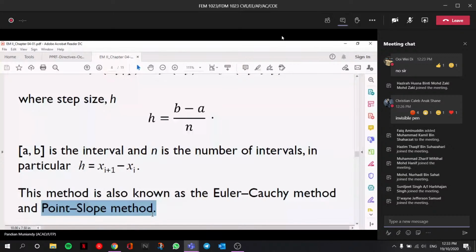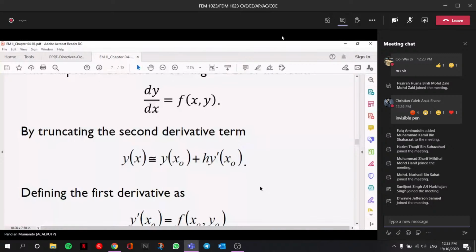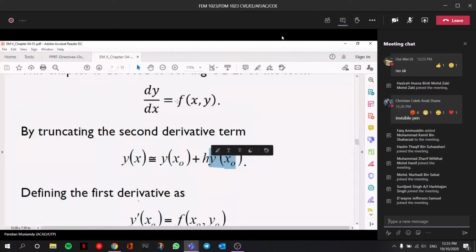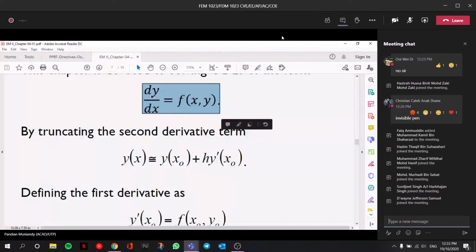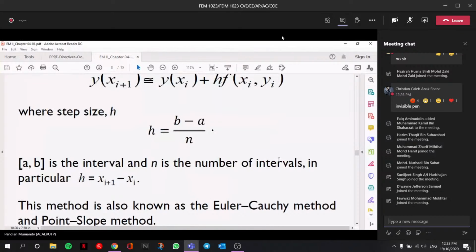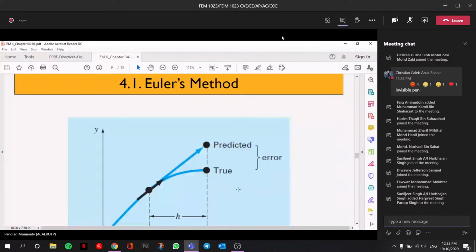This method is also known as the Cauchy-Euler method and the point slope method. Why is it the point slope method? Because of your dy/dx, this part, y dash at x naught, because this is the slope actually. You know, dy/dx is the slope. It's a gradient. So that's why we call it the point slope method.